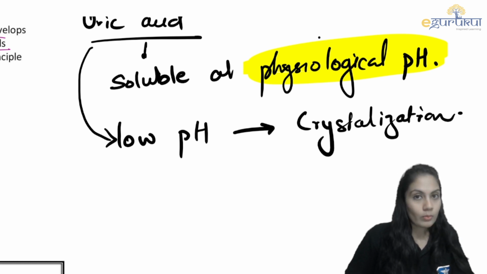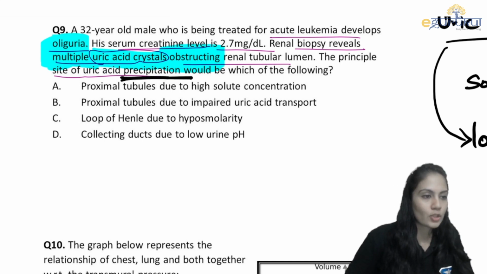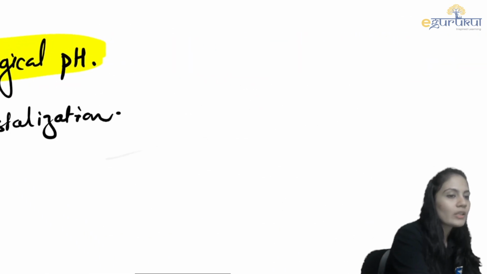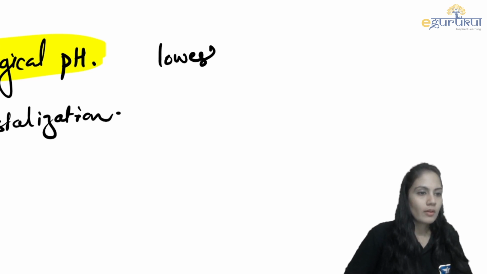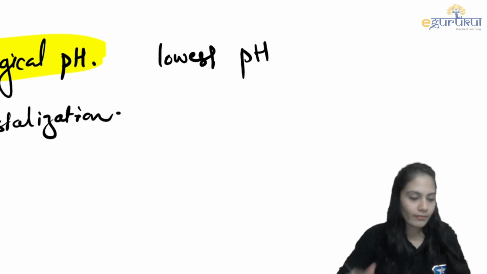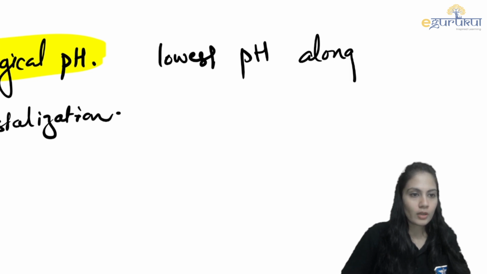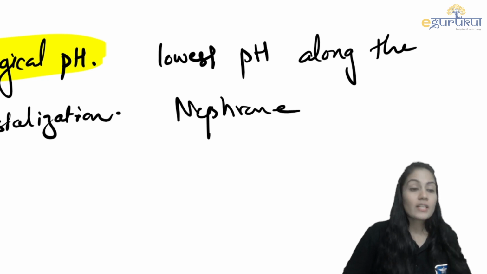Okay, now we have to identify where this crystallization is possible, so that the precipitation is occurring. That means crystallization or precipitation is starting. We just have to identify where the low pH is present. So remember, the lowest pH along the nephron is found in the distal tubule. It is found in the DT.